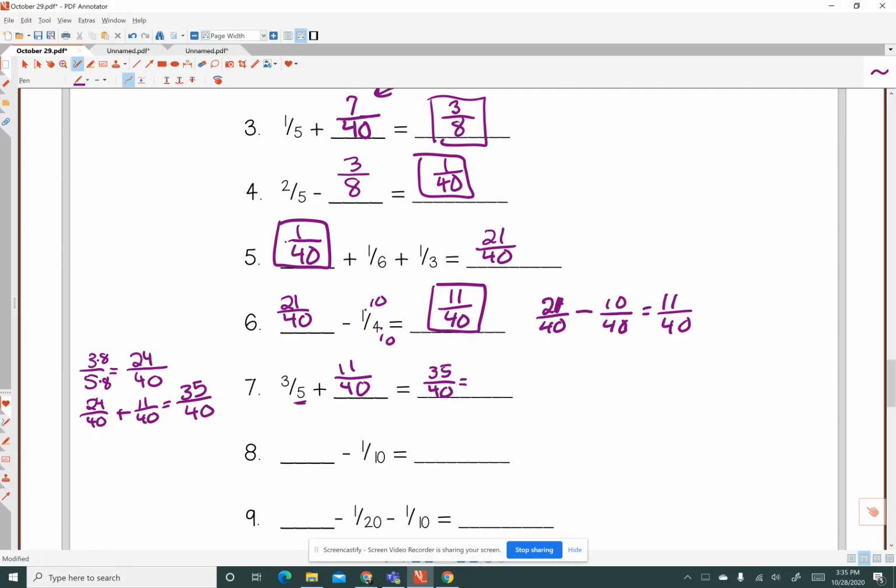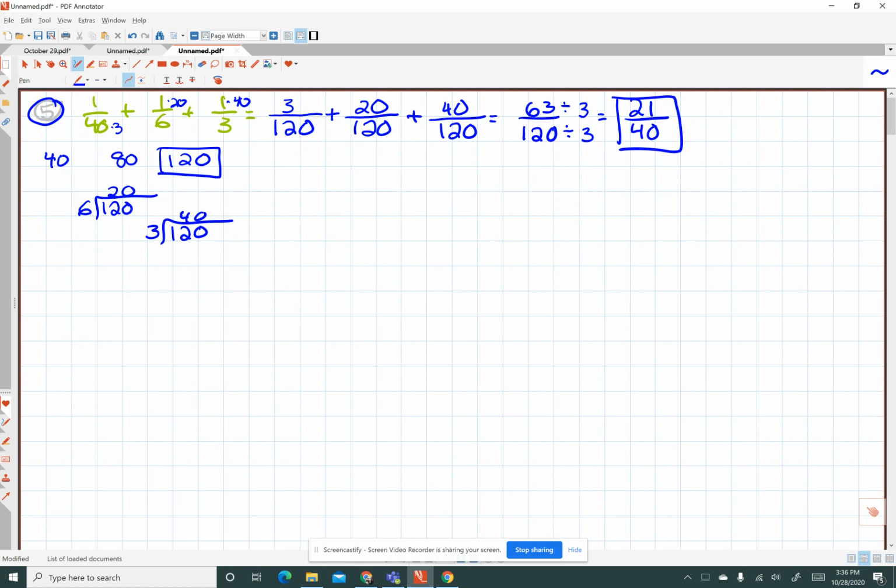And 35 and 40 are both divisible by 5. So our numerator will be 35 divided by 5, 7, and 40 divided by 5, 8. And that's our final simplified answer, which will go right here. Now, 7/8 minus 1/10. We're going to need more room for that. And that's number 8.